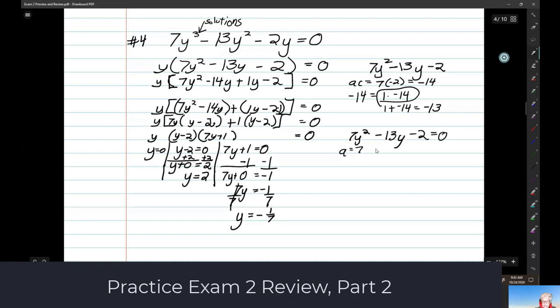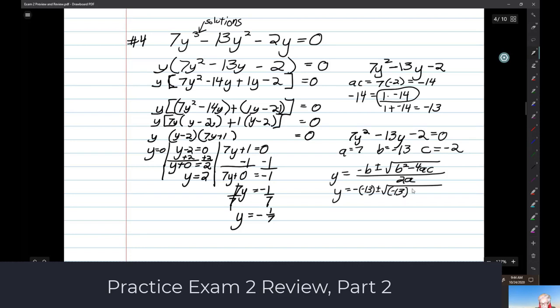Okay, A is 7. B is negative 13. And C is negative 2. So here we would have y equals negative b plus or minus the square root of b squared minus 4ac, all over 2a. So that would be y equals negative 13 plus or minus the square root of negative 13 squared minus 4 times A, which is 7, times C, which is negative 2, all over 2 times 7.